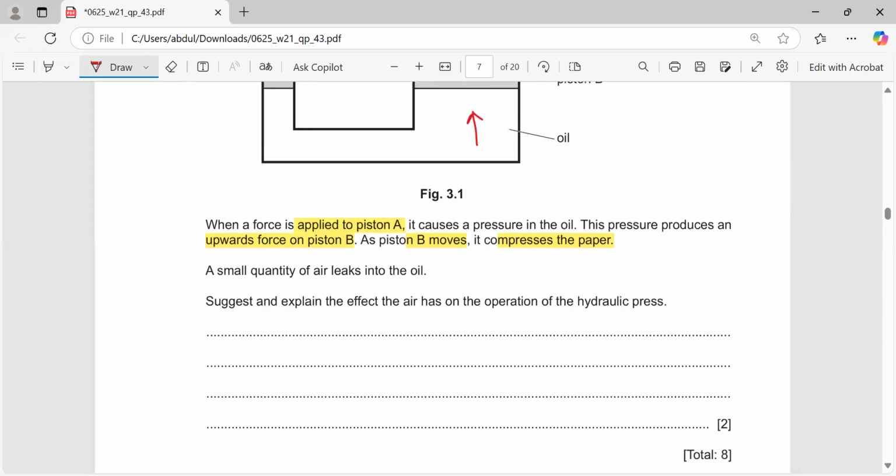A small quantity of air leaks into the oil. Suggest and explain the effect the air has on the operation of the hydraulic press.